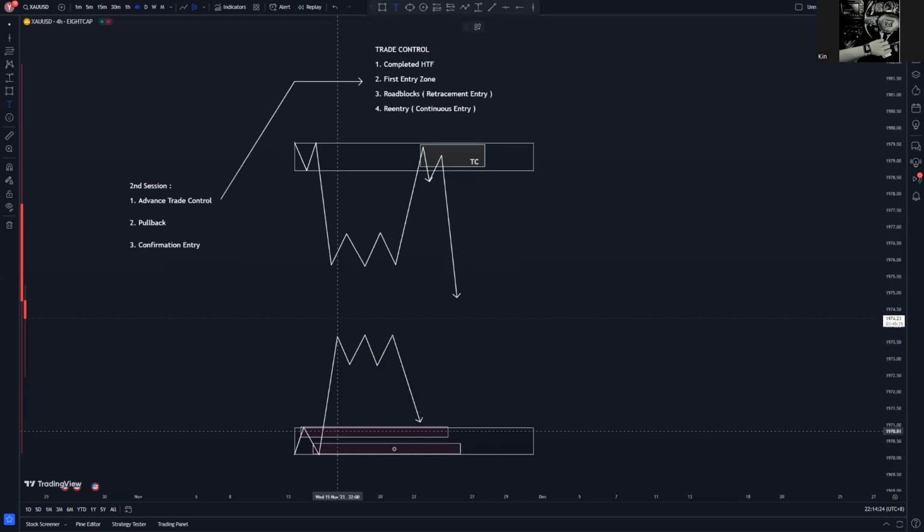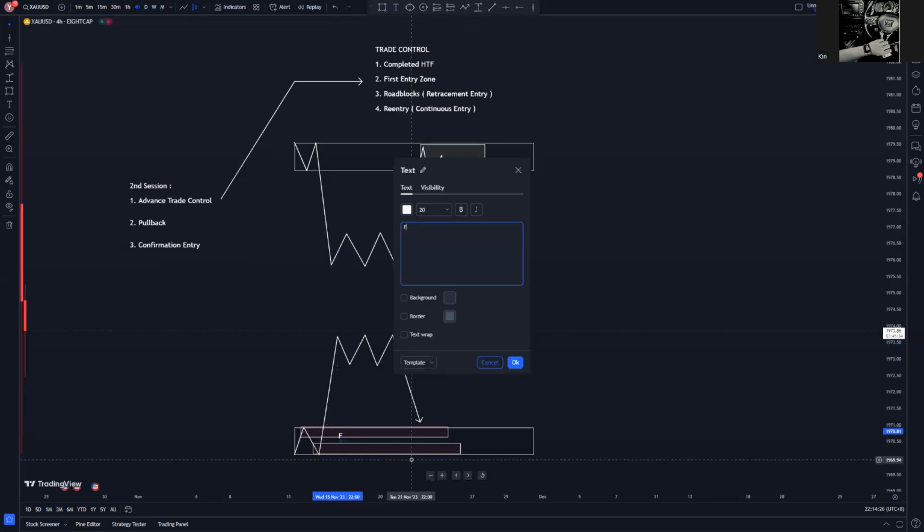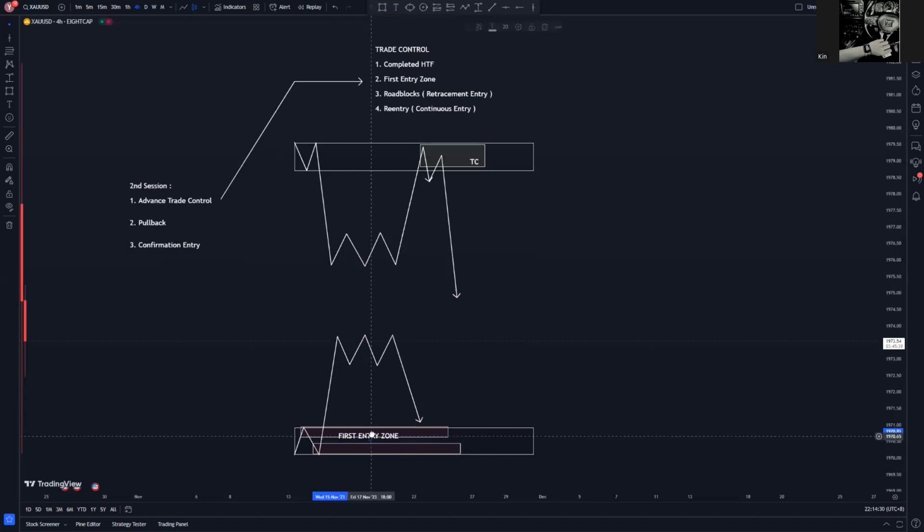So let me mark this one first. First entry zone, right? The first entry zone. And the second one, the second first entry zone. So when the price gets into the buy zone and into our first entry zone, we are going to wait for the price to create a confirmation entry.